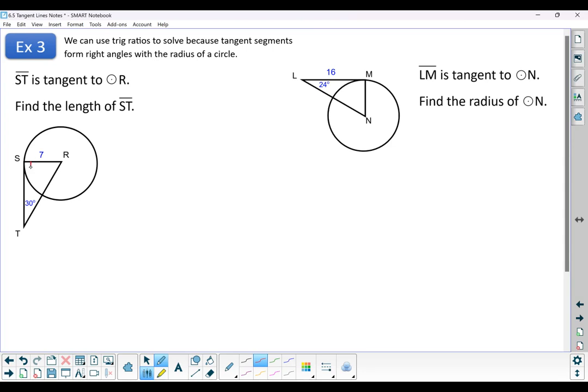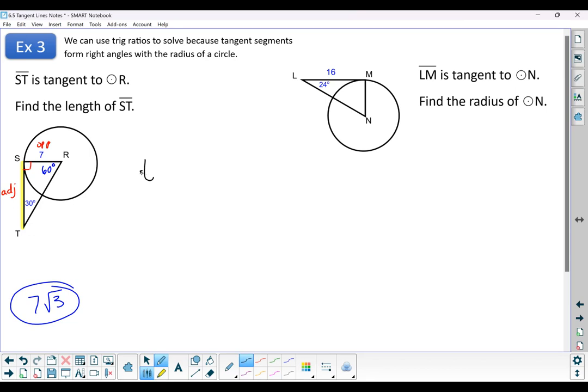ST is tangent to circle R. That means this is a 90-degree angle. We're looking for the length of ST. Well, there's two ways you could figure out this length. You could set up a SOHCAHTOA equation, a sine, cosine, or tangent equation, or you might recognize that that's a 30-degree angle, so this is a special right triangle. If you recognize the special right triangle, you can go straight to the answer. If you don't, you might use a tangent.